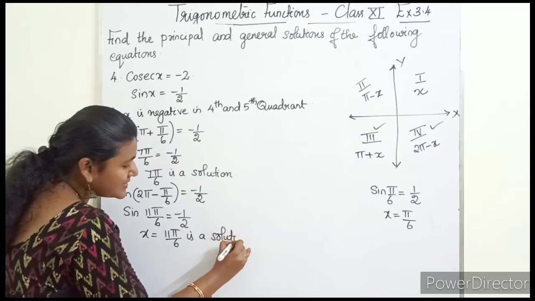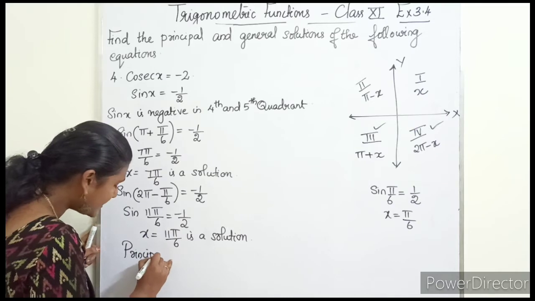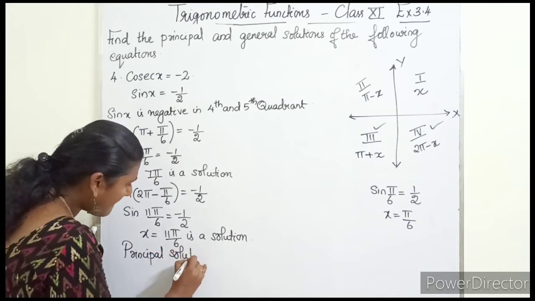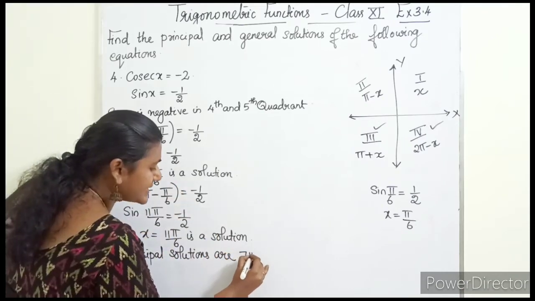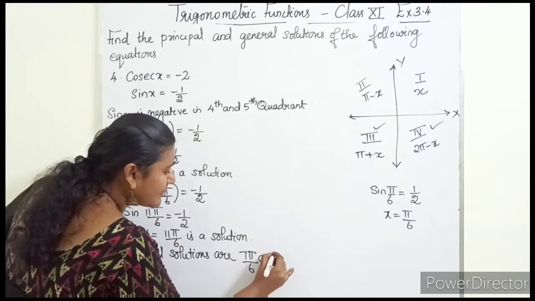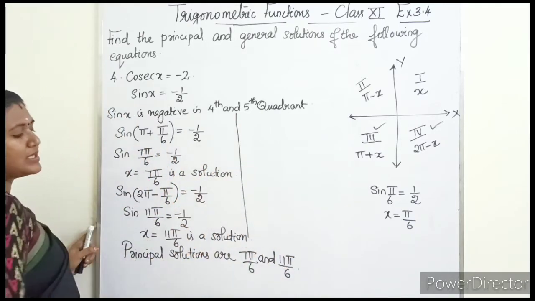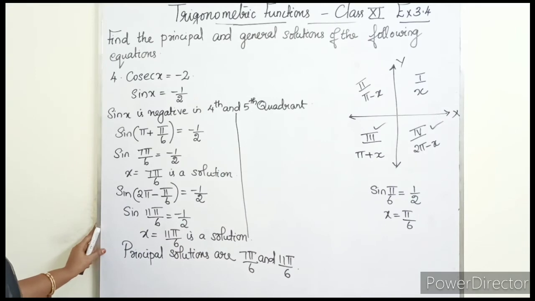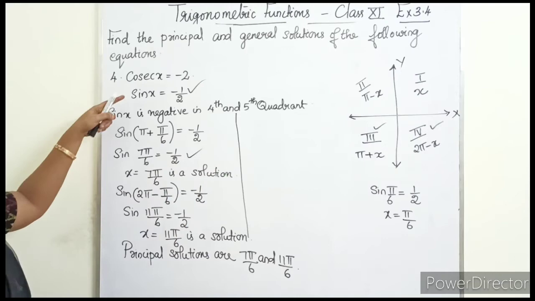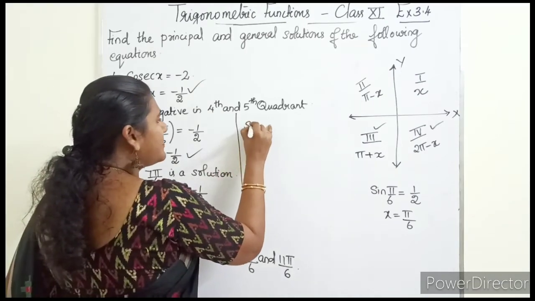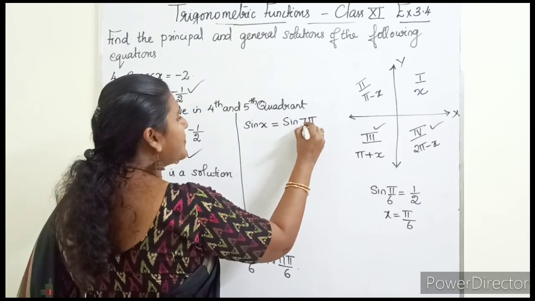Therefore the principal solutions are, so what are the principal solutions? The principal solutions are 7 pi by 6 and 11 pi by 6. Okay. Now we will find the general solution of this equation. So we will use any one of the principal solutions. We are going to consider these two equations. Okay. So from these two equations we can write sin x is equal to sin 7 pi by 6.